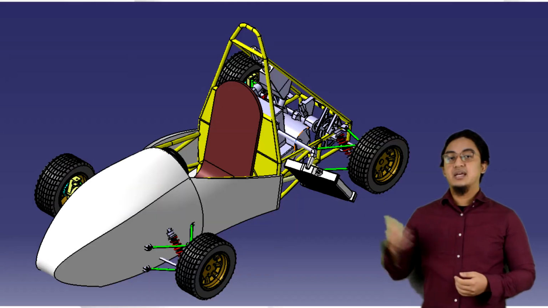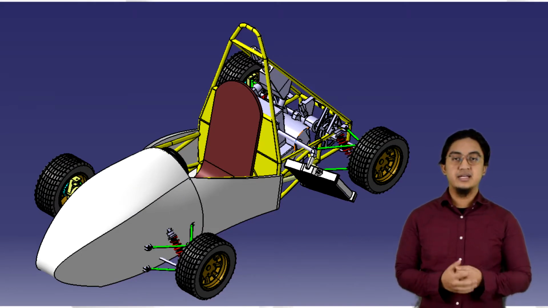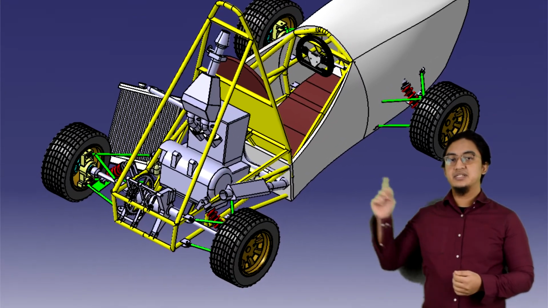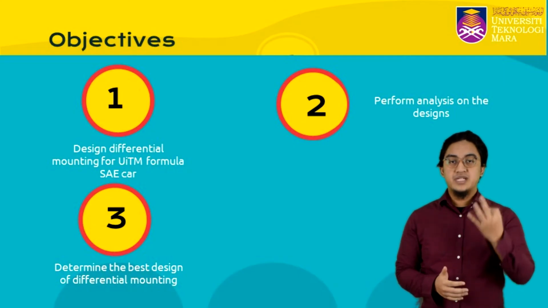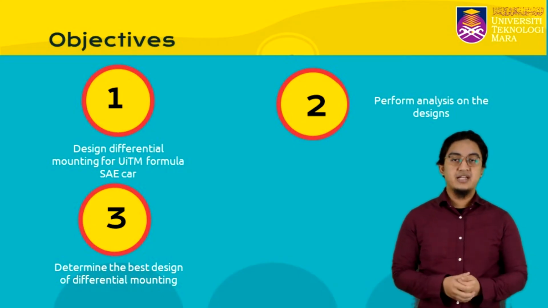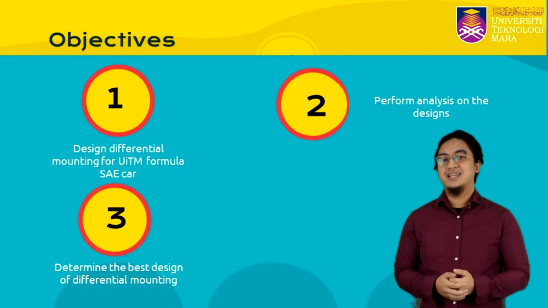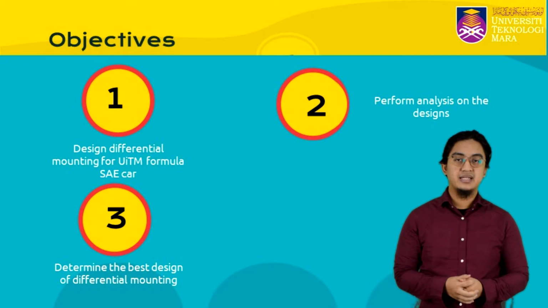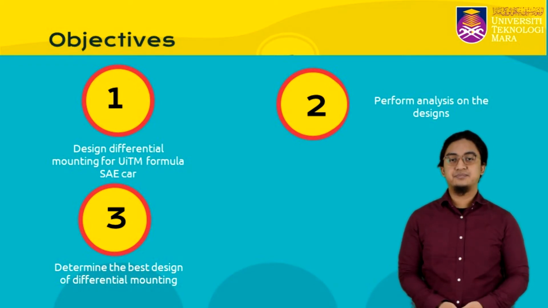As you can see, the figures show the assembly of UiTM Formula SAE car in CATIA. The location of transmission system is on the rear side of the car. There are three objectives of this project. Number one, to make several designs of differential mounting for UiTM Formula SAE car. Objective number two, to perform analysis on the design. And objective number three is to determine the best design of differential mounting for UiTM Formula SAE.